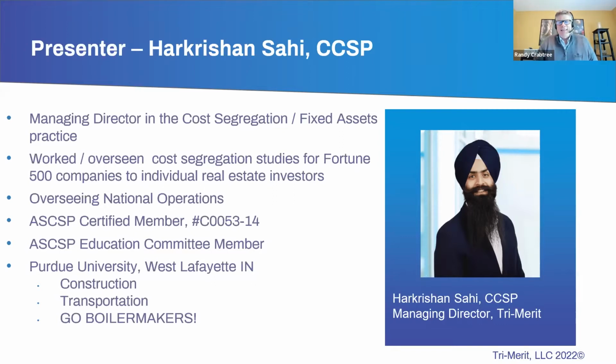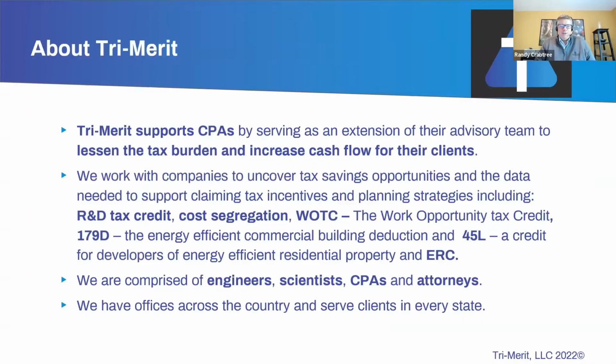With that being said, I'm going to hand it over to Harry. Oh, you know what? Let me do this, Harry, real quick. Just let me tell you about Trimerit. We are a specialty tax firm. We support tax preparers and their clients by trying to lessen their tax burden and increase their cash flow in many different areas, cost seg being one of them, 179D, 45L, which are energy incentives, R&D tax credits, work opportunity tax credits, and the employee retention credit.